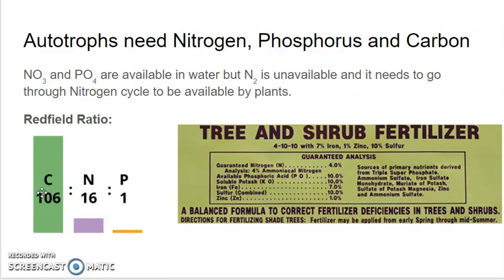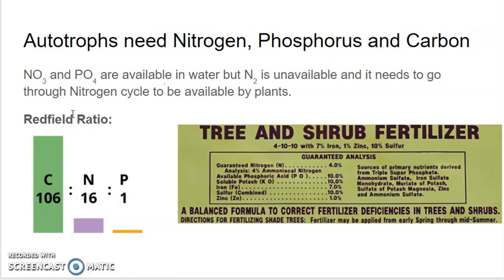So if you are interested in gardening, you may use fertilizer for your plants. And when you buy a fertilizer, you see these numbers. In this label it says 4, 10, 10, and when you look at the percentage of nitrogen, phosphorus and potassium, you can say 4%, 10%, 10%. So these are nutrients for plant growth.